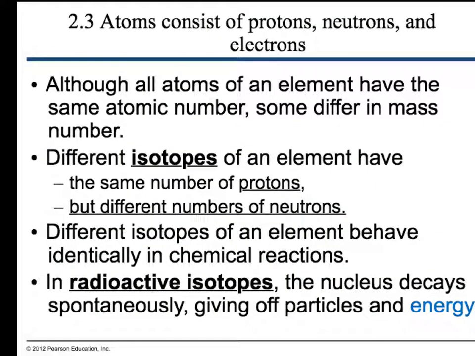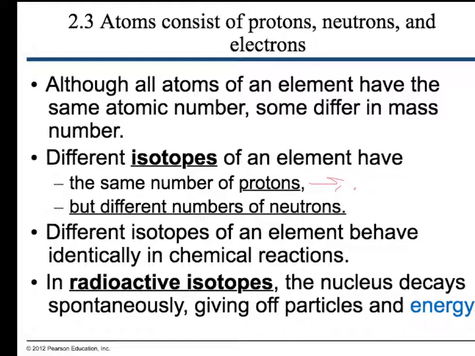So speaking of neutrons, like we said, although all atoms of an element have the same atomic number, some differ in their mass number. This difference is referred to as an isotope. So different isotopes of an element have the same number of protons, because remember, if their protons change, we're going to change the atomic number.